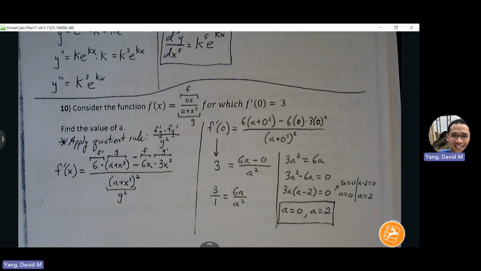So the quotient rule: f prime g minus f g prime. I know we get a little nervous when we see something we don't recognize, like that a sitting there. Just pretend that a is a number and treat it the same way you would any other number. In the end, we hold on to that a value, replace every x with 0, then cross multiply and figure out a way to get a by itself. There are two solutions: a equals 0 or a equals 2.